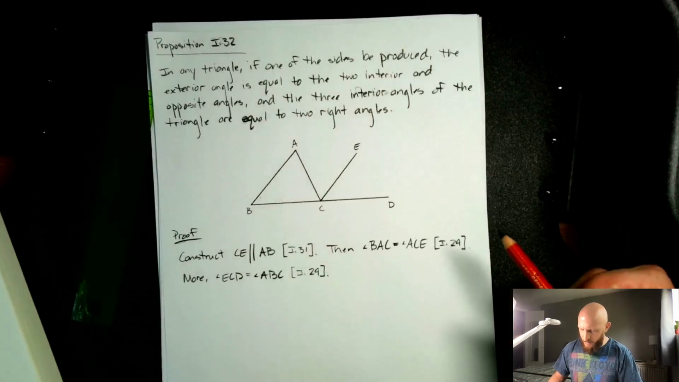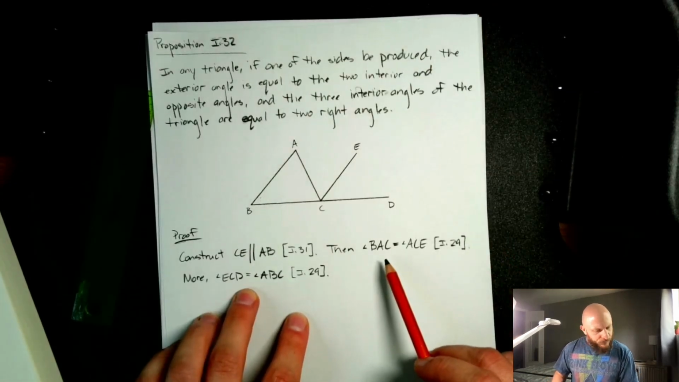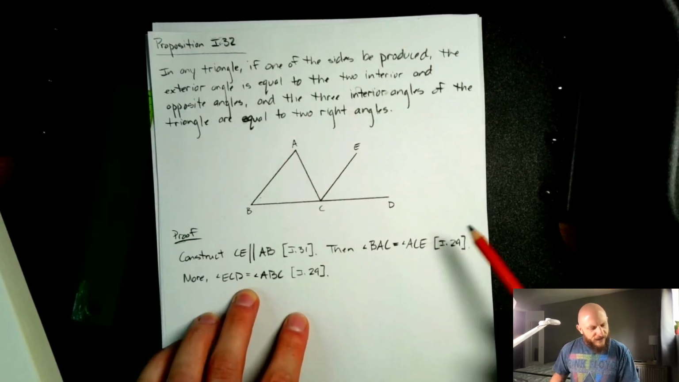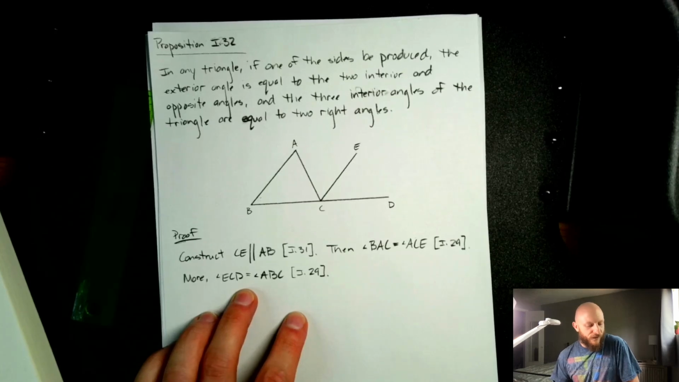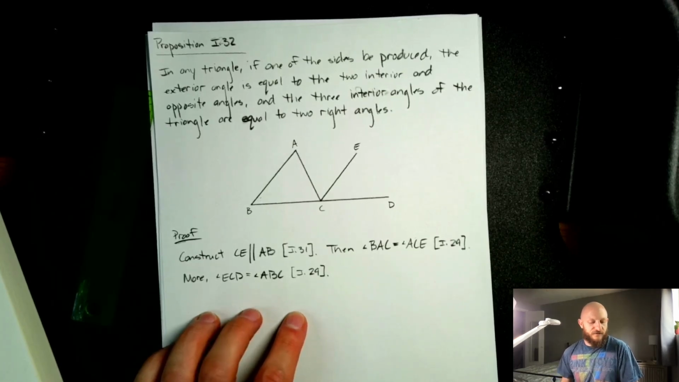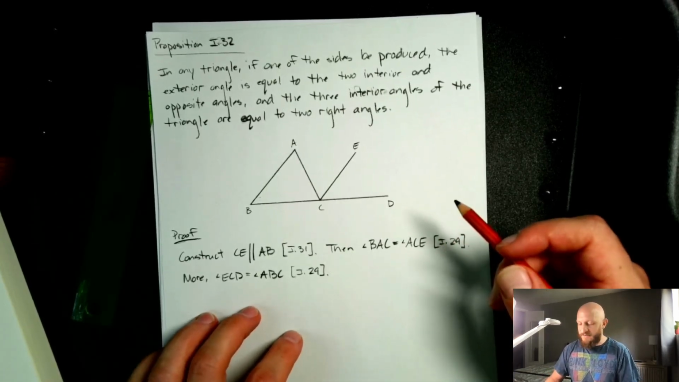Right. Well, okie dokie. What does he say? But the angle ACE was also proved equal to the angle BAC. So therefore, the whole angle ACD is equal to the two interior and opposite angles BAC, ABC.